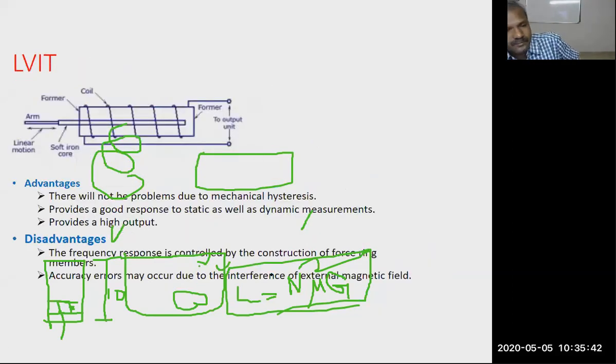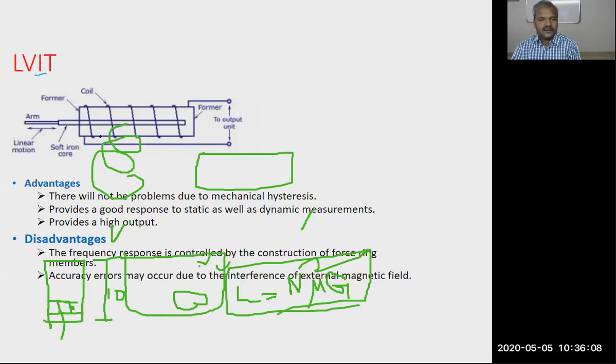Next we see, this is a very basic inductive transducer. It's called linearly variable inductive transducer. This is not LVDT, this is LVIT, linearly variable inductive transducer. The constructional feature is very simple. It's a self-inductance type transducer.